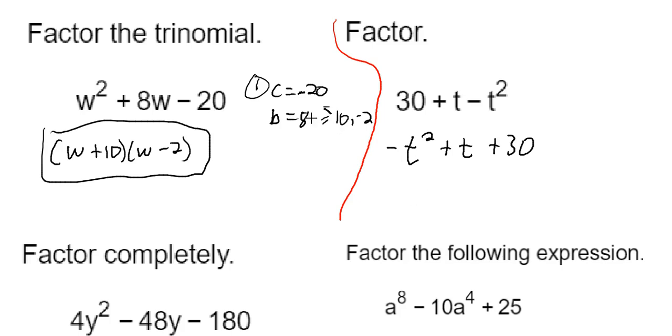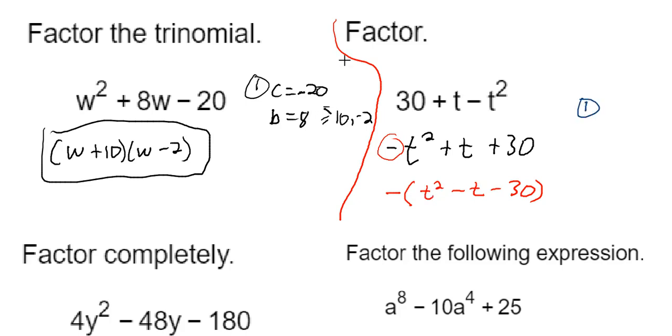So I kind of misspoke. We can use this method, but we have to do something first. Factor out a negative sign. Even though there's no common factor here, we can't use this technique if there's a negative sign in front of the t squared. So let's factor the negative sign out. That's going to leave me with t squared minus t minus 30, right? Changes the sign of each of those terms inside the parentheses. And then we can now use this technique to factor this, right?